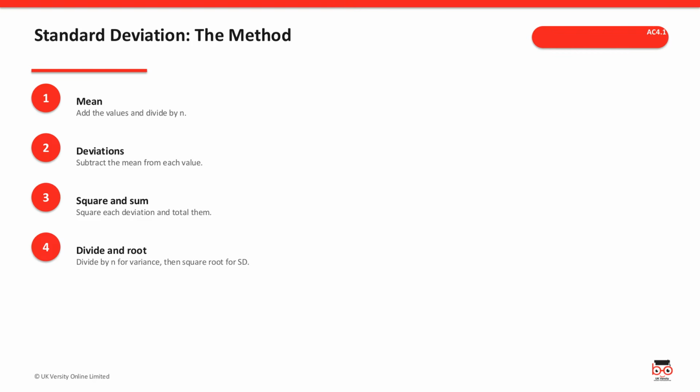Let's lay the method out cleanly. First the mean, add the values, and divide by n. Second, the deviations, subtract the mean from each value. Third, square each deviation and total them up. And fourth, divide that total by n for the variance, then take the square root for the standard deviation.